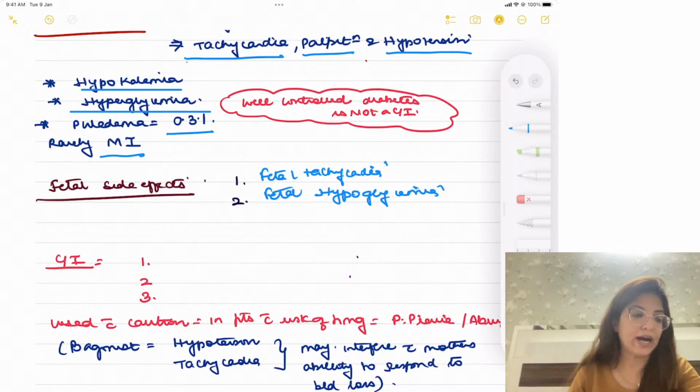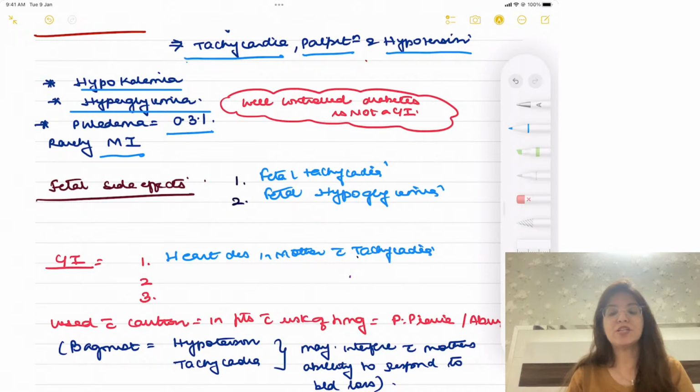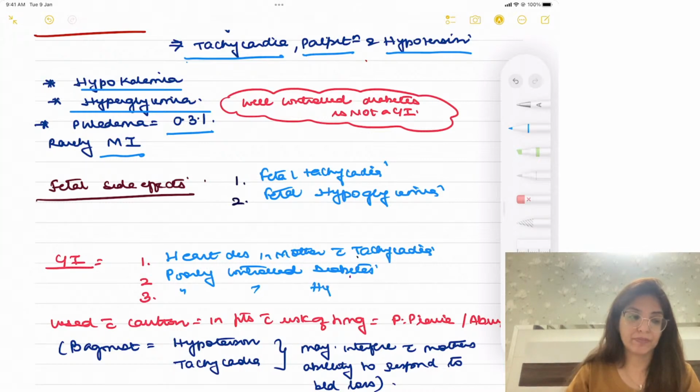Right? Now, what are the contraindications for using beta-2 agonist? Number one, if there is any heart disease in the mother with tachycardia, then this is contraindicated, right? Because beta-2 agonists themselves lead to tachycardia, so that may precipitate heart failure. Number two, poorly controlled or uncontrolled diabetes and poorly controlled hyperthyroidism.